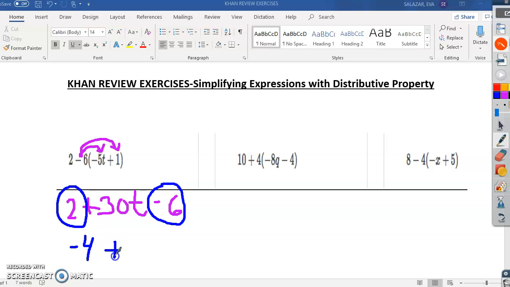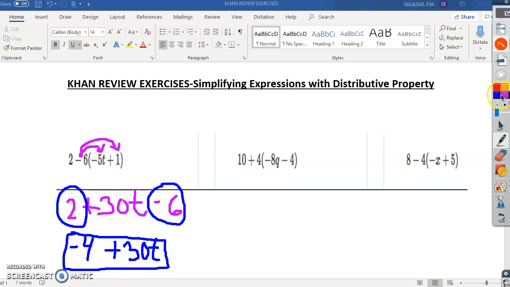Plus 30t. I cannot do anything with these terms because they do not carry the same variables. Therefore, this is my final answer.